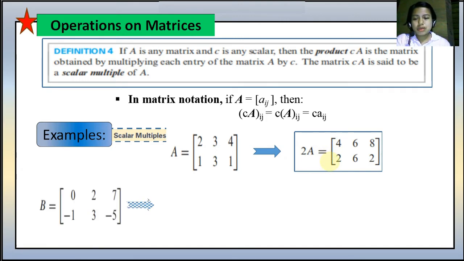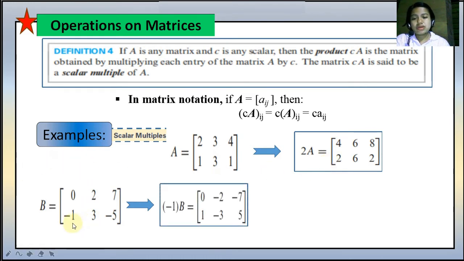Another example, we have matrix B with entries 0, 2, 7, negative 1, 3, and negative 5. Now, our scalar here is negative 1. So, same procedure, we will multiply each entry of matrix B by negative 1. So, negative 1 times 0, that's 0.